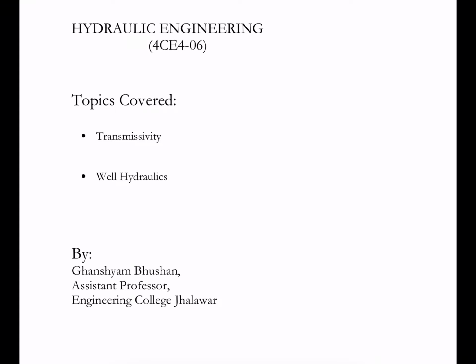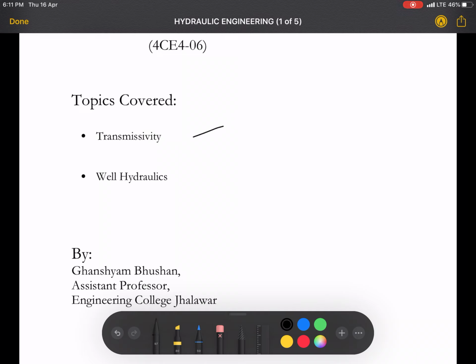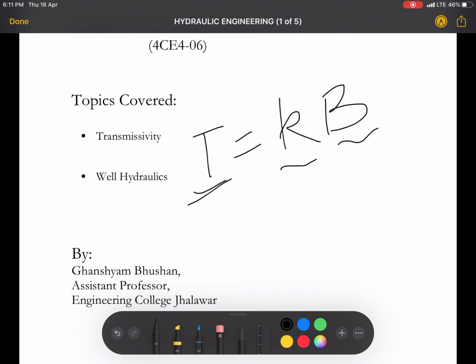In the introductory lecture I told you what this term transmissivity is. This is nothing but K multiplied by B. K is the permeability of a medium and B is the width of that medium. So if we multiply these two terms, we will get the transmissivity.